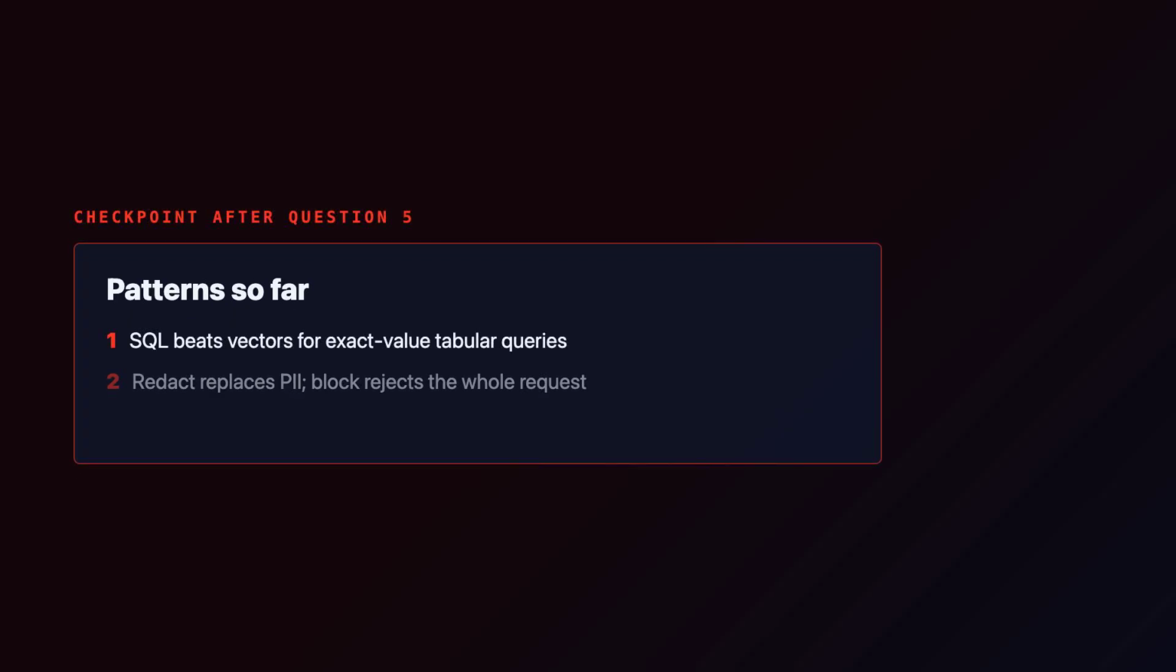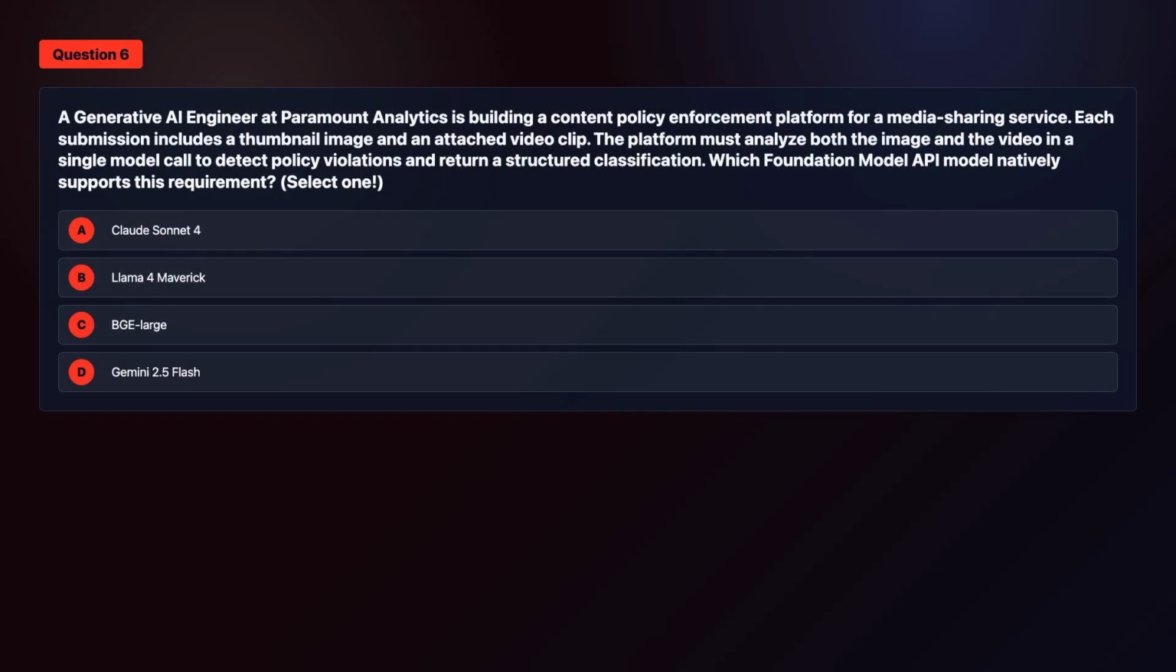Five in SQL consistently wins when data is structured and exact. PII redaction in AI Gateway is distinct from blocking, and the logged model to UC path keeps all metrics alive without manual work. Here we go. Question 6. Read it carefully.